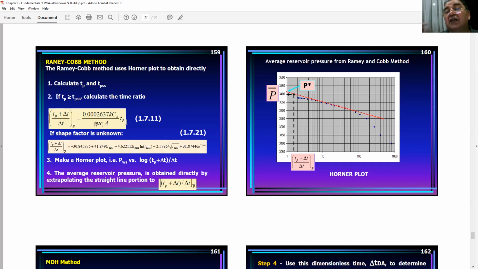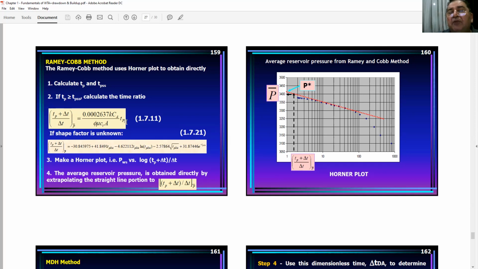So what you need, guys, again, you need to calculate how much your production time, TB, either if it is given to you or calculated from the cumulative production divided by the flow rate. Now, from the Horner plot, you can estimate your TPSS. Or you can go to table 146 based on the reservoir configuration, calculate TDA PSS and then convert TDA PSS to TPSS.